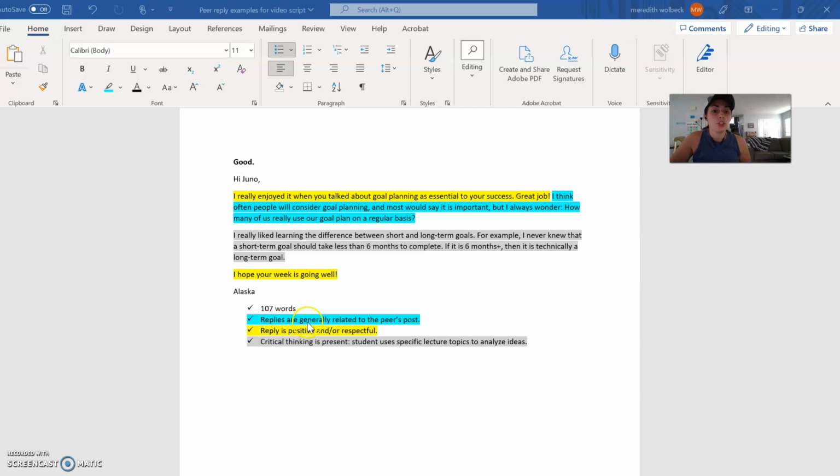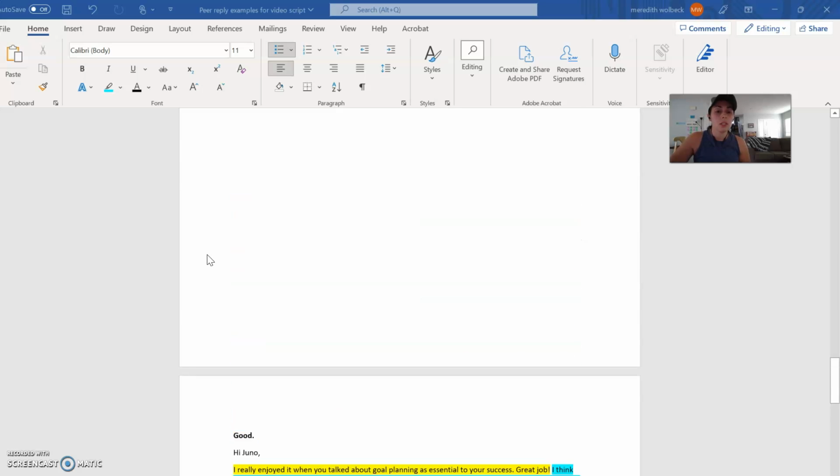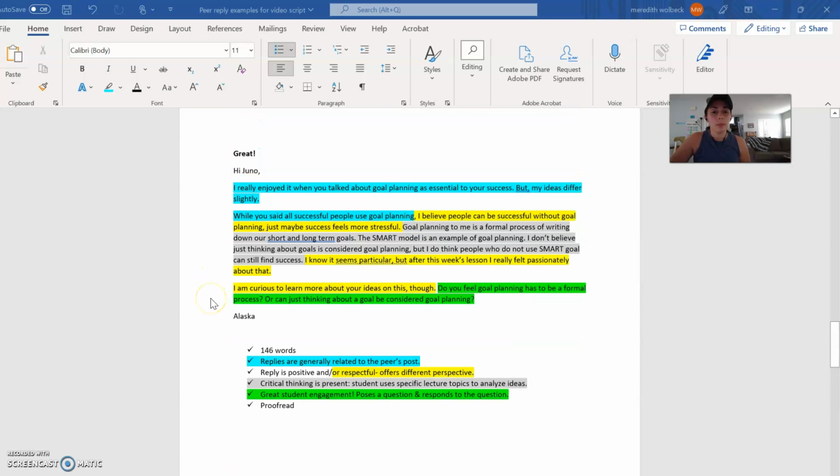The post replies generally to the related peer's post, meaning that the reply is on topic. The reply is positive and respectful, and there's critical thinking present, meaning that the student tries to incorporate some of the lecture topics to analyze their ideas. Okay, so go ahead and take a look at this good example of a peer reply and know that this would earn full points.